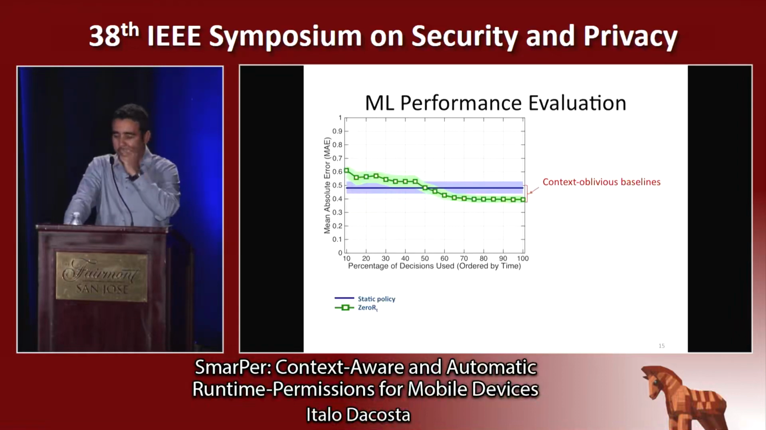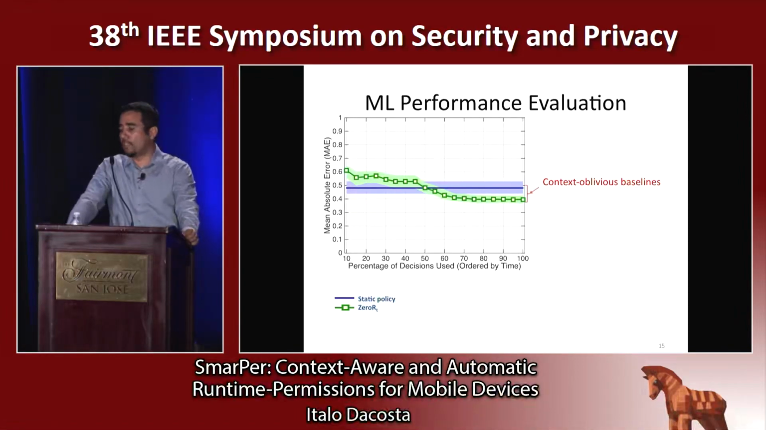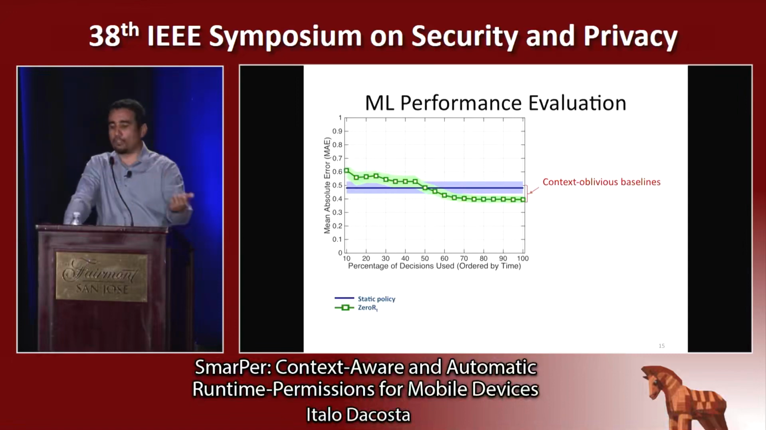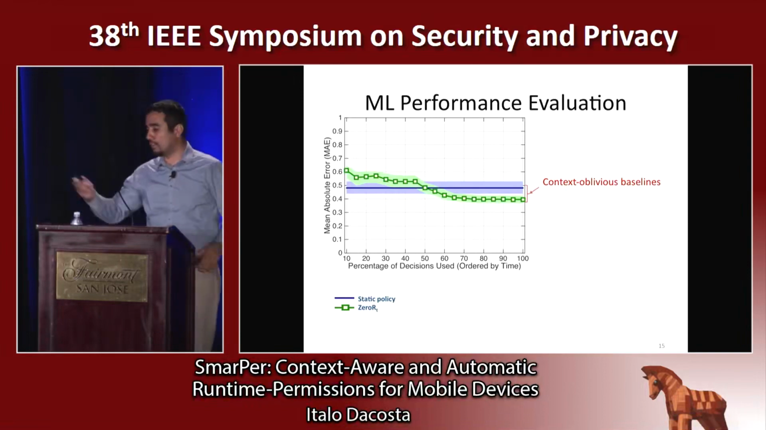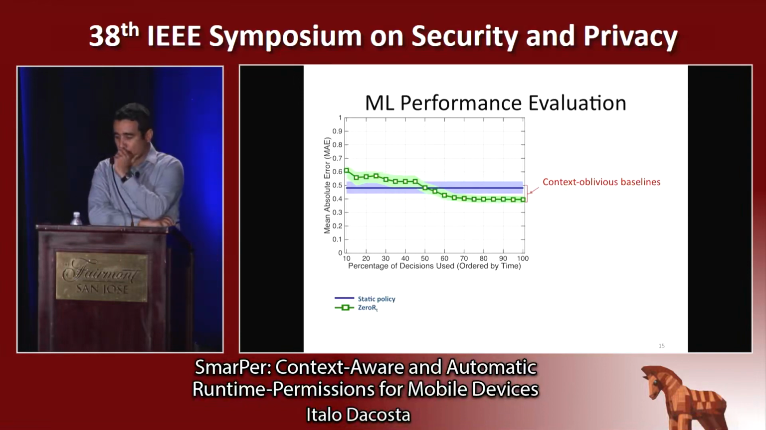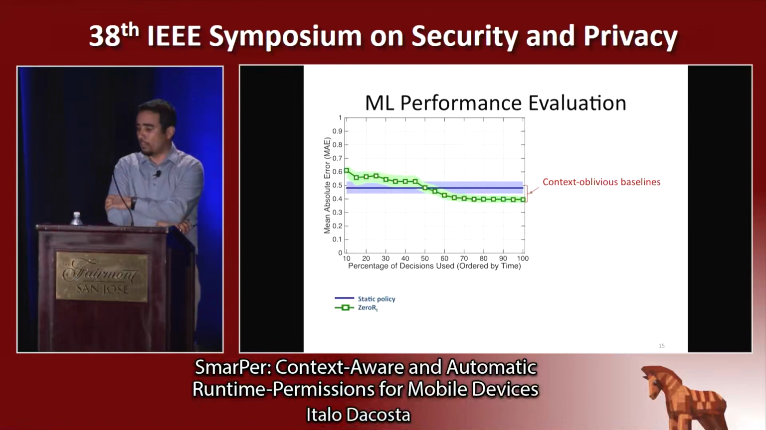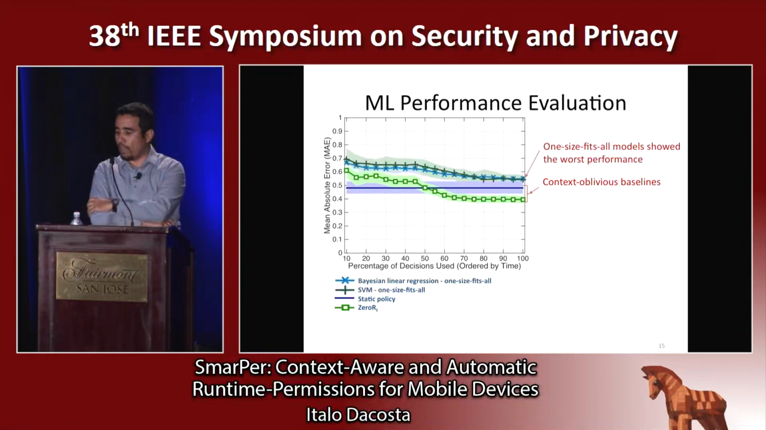So the plot that we are seeing here is for our baselines that in general do not take context into account. We see that for the static policy, we have just a straight line because it does not take future decisions into account. It's a static policy. And we have the 0RT, which improves slightly with more data, but does not after 60%. The shadow shows the 25th and 75th percentile, so you see that there is some variability going on.